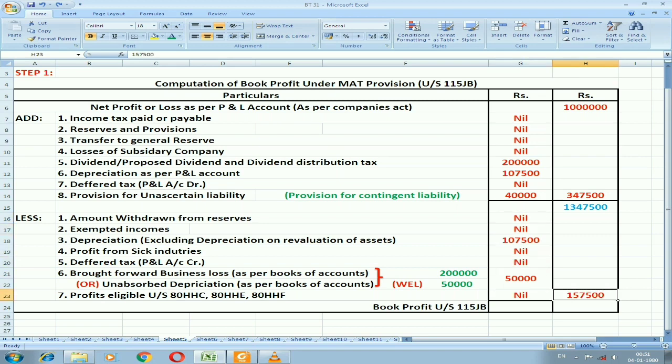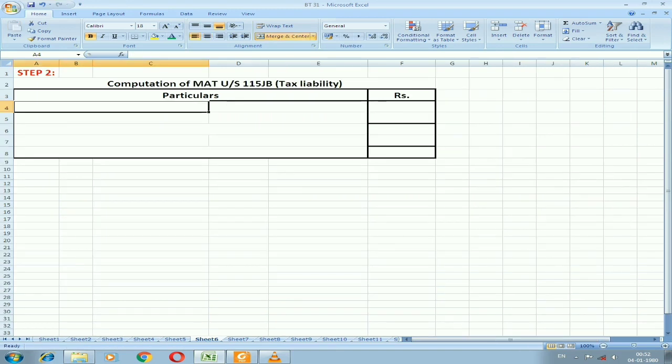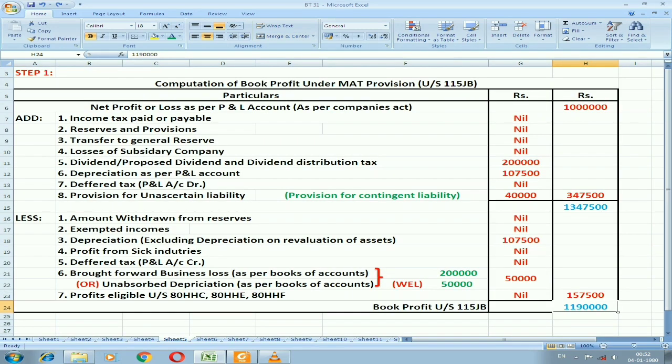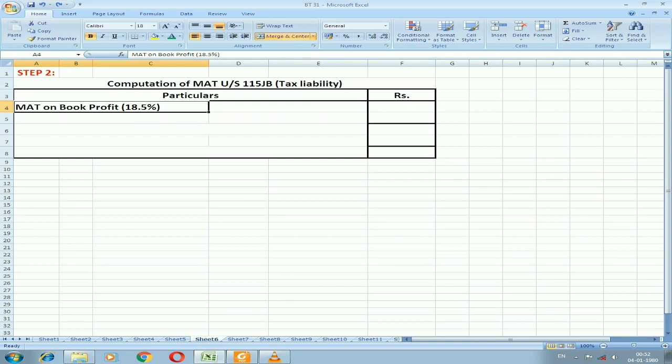Then we can do the total. We'll get 1,57,500. By lessing that amount, we'll get 11,90,000 as book profit. Let us find out the tax on that book profit. Remember the percentage: on that book profit, we are supposed to take 18.5%. As we got the book profit as 11,90,000, on that 11,90,000 we take 18.5% and we'll get the amount of 2,20,150.